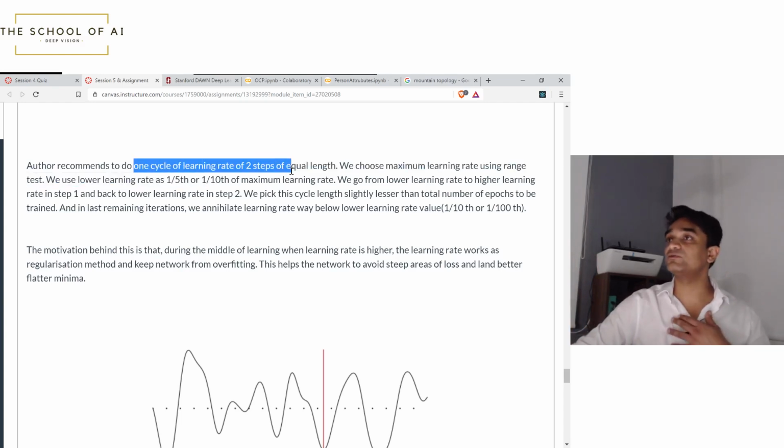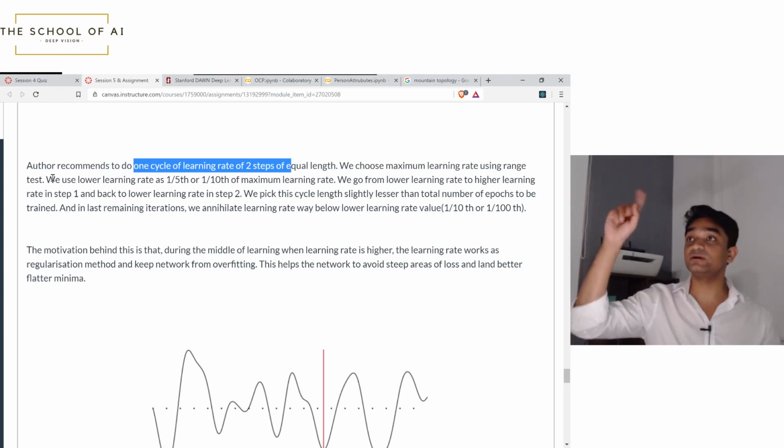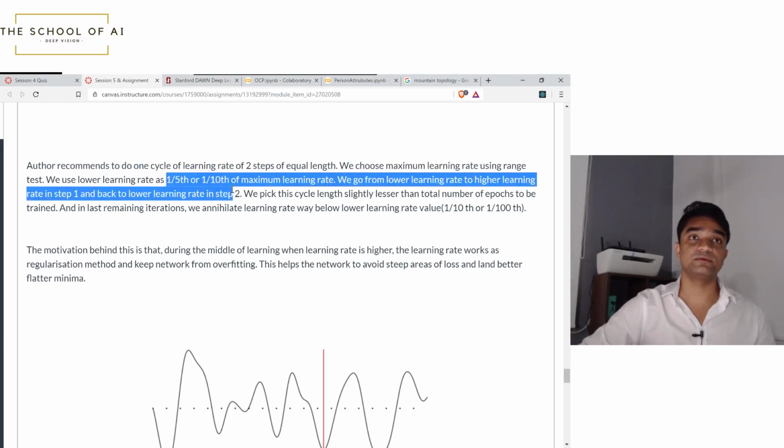This length is not equal for us when we are going to implement, but this is what the author started with. We choose the maximum learning rate using the range test. Remember, we got the maximum there as 0.1. That's the maximum we're going to use. We are going to choose the lower rate as 1/5 or 1/10.